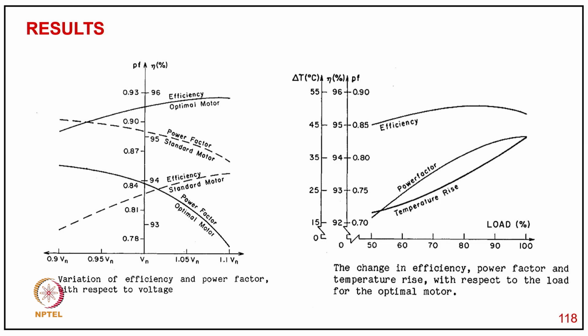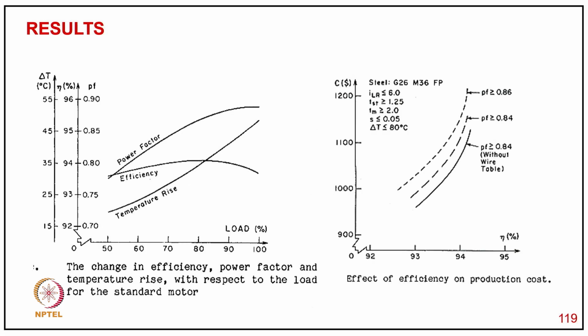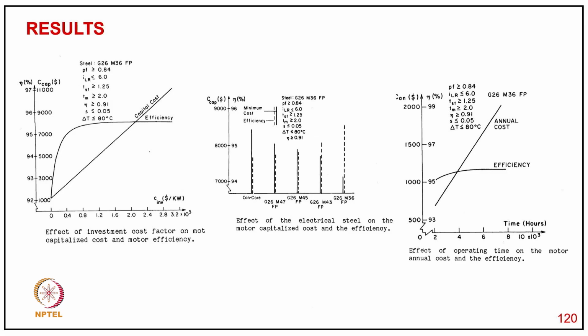So the efficiency and power factor with respect to the voltage, how they change, and how with the load your temperature rise as well as the efficiency and power factor change. These are the typical sensitivity characteristics: temperature rise, and how power factor and efficiency change with load. You presume that as the load increases, obviously power factor improves, efficiency also improves, and temperature rise also increases. Similarly, how the efficiency gets affected by the cost for different kinds of steel. And then you can see the efficiency and cost increase with the investment cost. So all these sensitivity analyses are done for the design of this induction machine as an example.